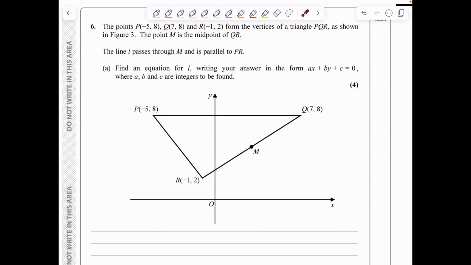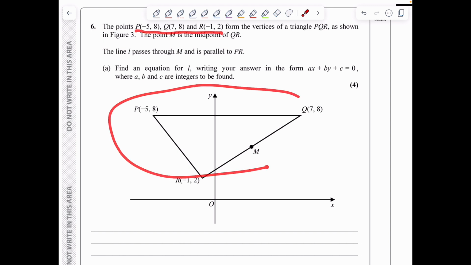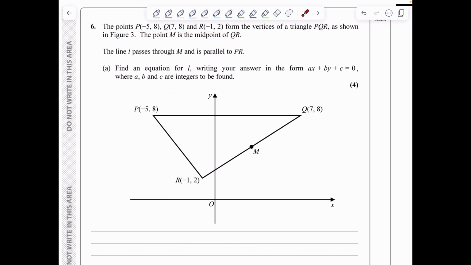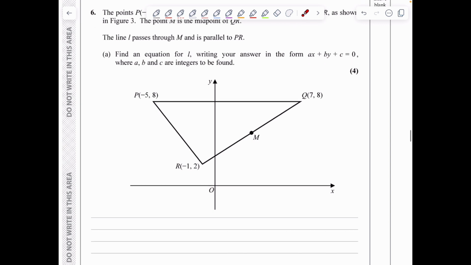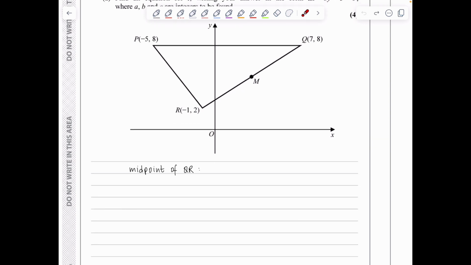In question 6, we've got the 3 points P, Q, R forming a triangle as shown here. Now point M is the midpoint of RQ, and we've got a line L passing through M parallel to PR, so something like this. We need to determine the equation in the form ax plus by plus c equals 0 for this line.